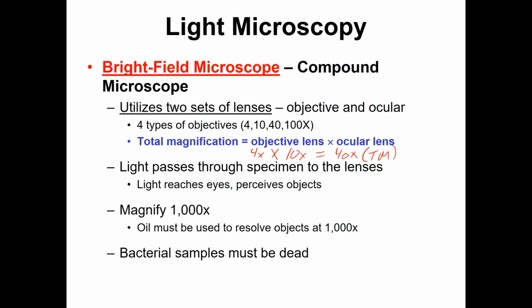The biggest drawback with light microscopes is that usually bacterial samples must be dead. In lab, we're going to learn how to prepare bacteria on slides and how to kill them so that they stick to the slides. So that's a big limitation if you want to see living specimens.